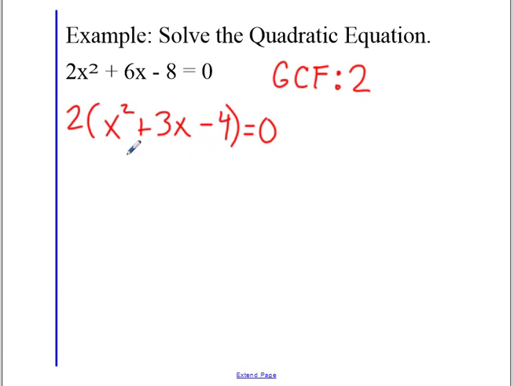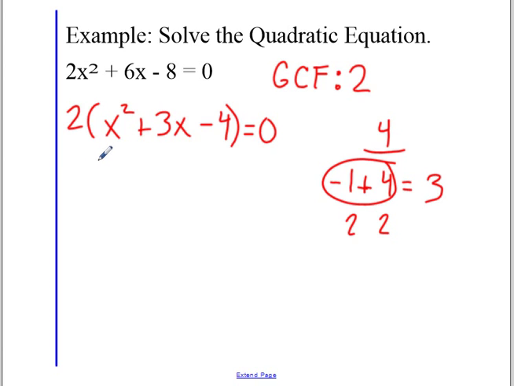Now, I want to try to factor out this problem. Now let's ask ourselves, what are the factors of 4? The factors of 4 are 1 and 4 and 2 and 2. I want to make sure that it's going to add or subtract a 3. Let's use the 1 and the 4. Let's make it a positive 4 and negative 1, and that will give me my 3. My factors are x minus 1 and x plus 4. Don't forget your equals 0, and also don't forget your GCF in the front.